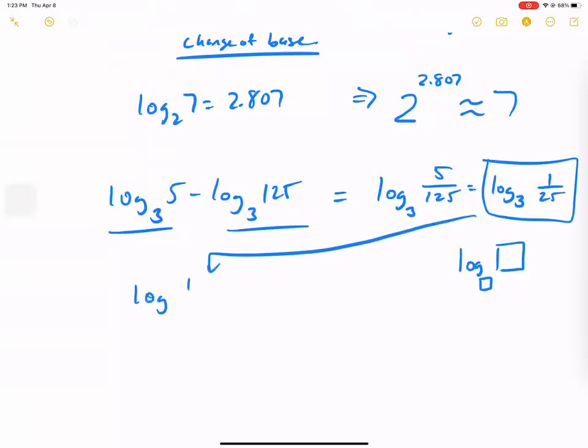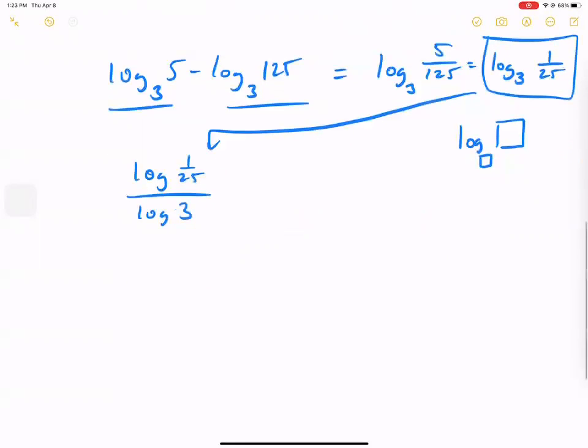Log of 1 over 25 divided by log of 3. Okay. Now, I'm going to show you guys how I'm going to type this in my calculator. On my cheap calculator, I'm going to type 1 divided by 25 first, hit equals, and that'll give me one decimal number. Then that number, I'm going to log it. It's going to give me some crazy decimal number. But I'm not going to hold that. I'm going to keep that on the calculator. Now I'm going to write divide by 3, log this number, and then hit equals at the end.